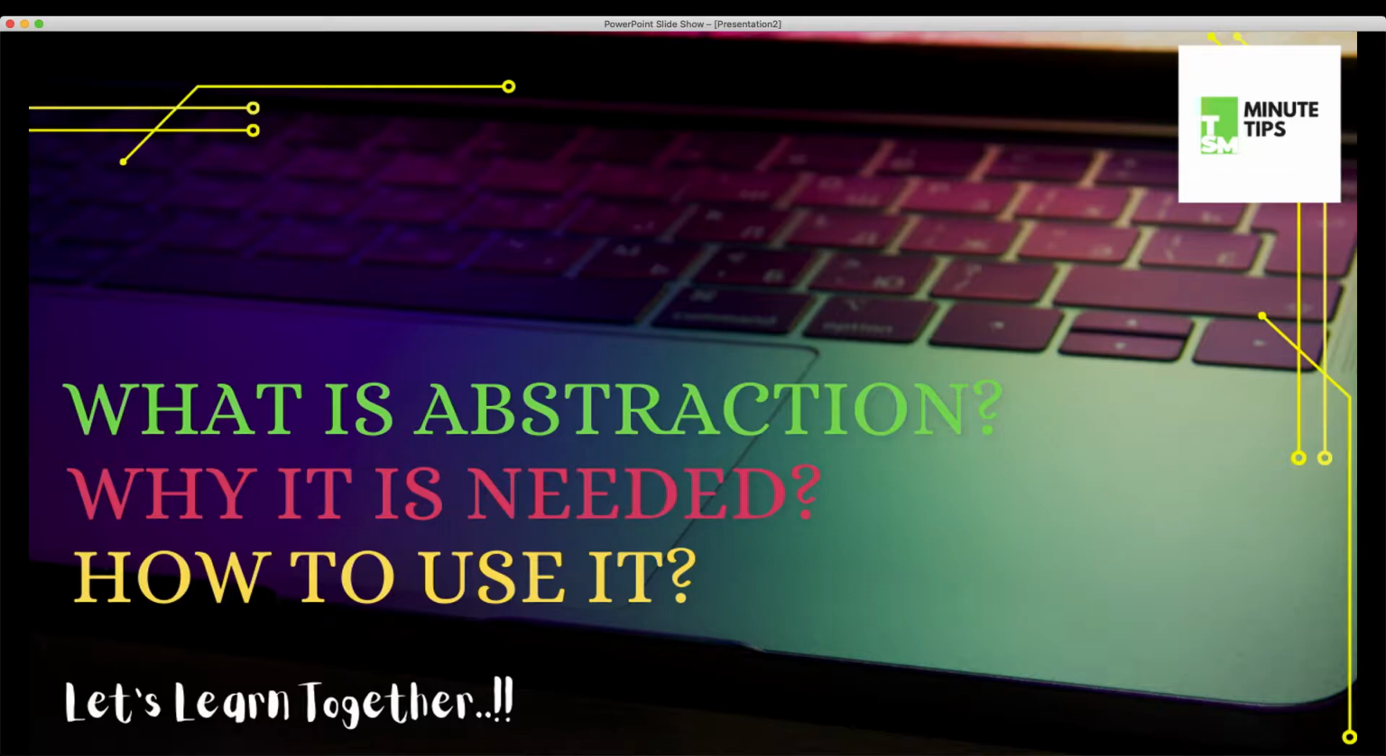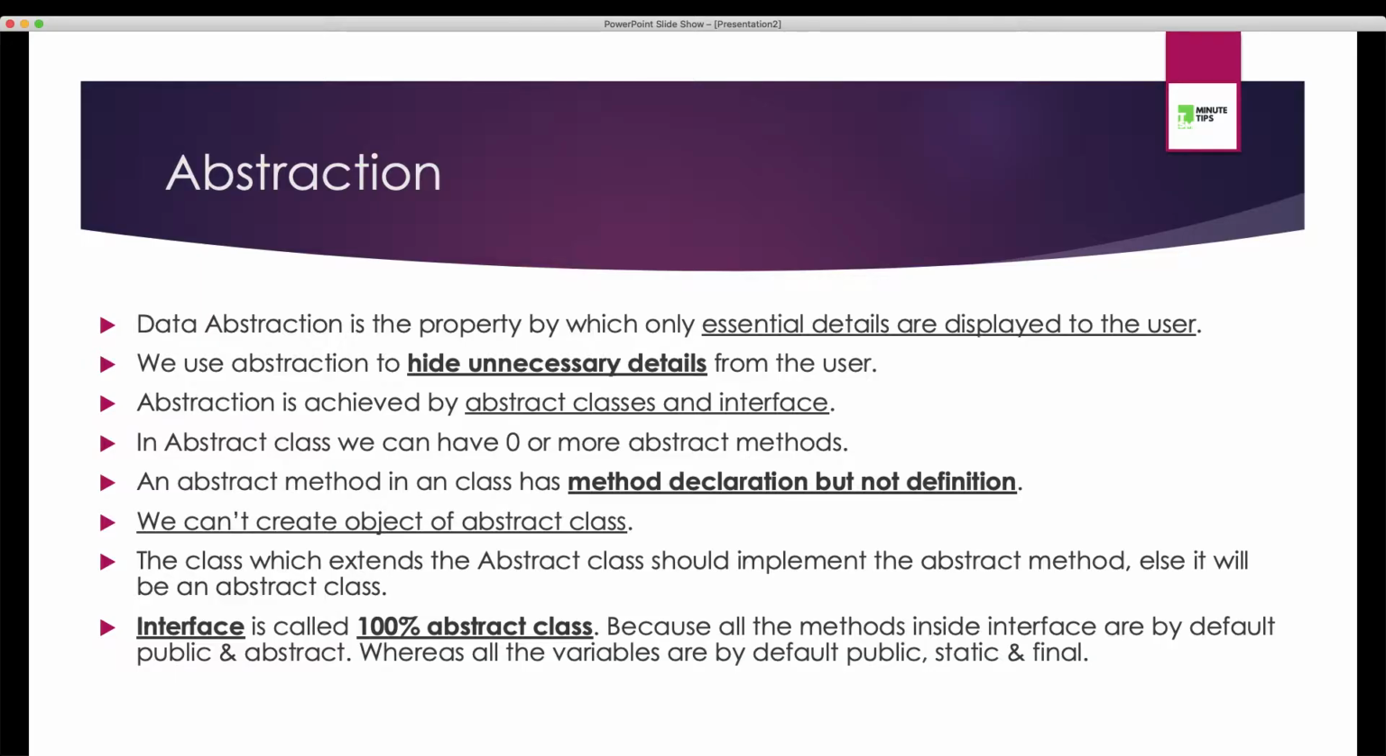Today we will be discussing one of the important concepts in OOP, that is abstraction. In this video we will be learning what abstraction is, why it is needed, how to use it, what the reason was that this concept was introduced, and using this concept, which kind of problems we can solve. Previously, we saw all the technical details and definitions about this concept in my previous playlist.